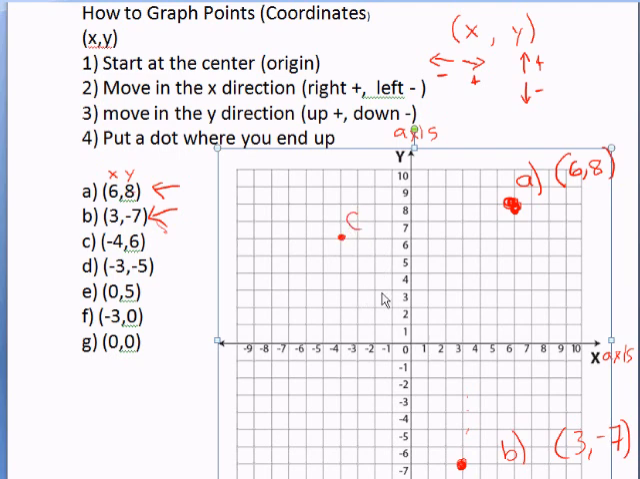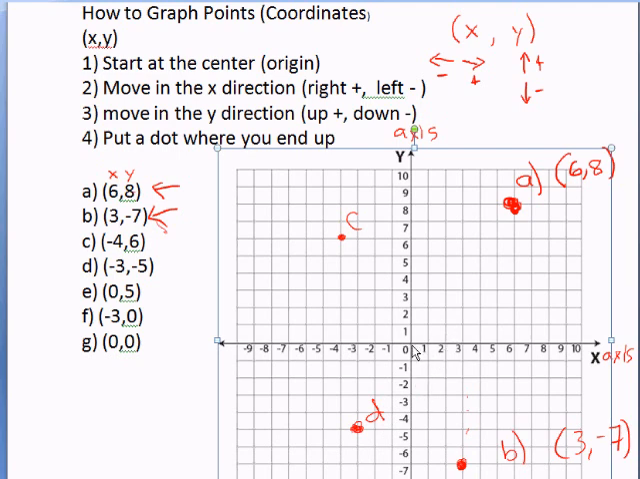That's where C is. D, the x-coordinate is negative 3. We start at the origin and we go negative 3 for the x. That's to the left. So we're at negative 3. The y direction is negative 5. We go down 1, 2, 3, 4, 5. This is where the D coordinate is located.